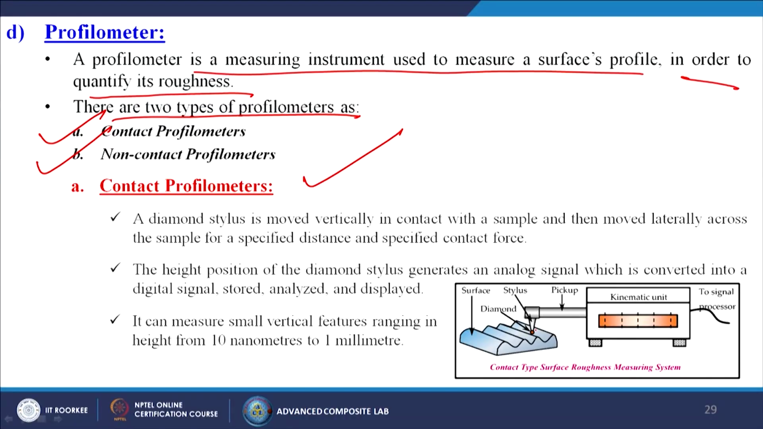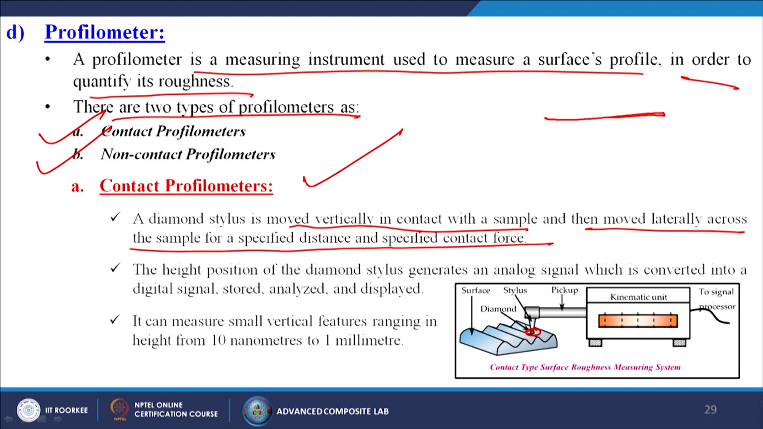If we talk about the contact profilometers, a diamond stylus is used. In this particular case, generally we are using a diamond tip. The stylus is moved vertically into contact with a sample and then moved laterally across the sample for a specified distance and specified contact force. So, simply, it will move in this manner and cover a particular area.